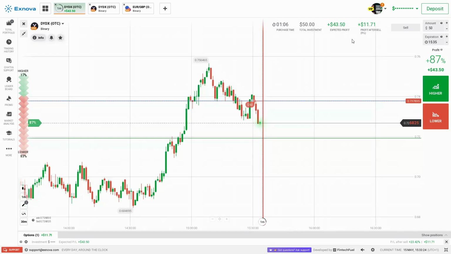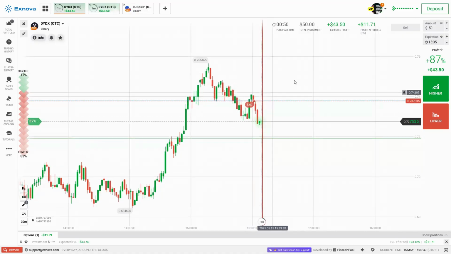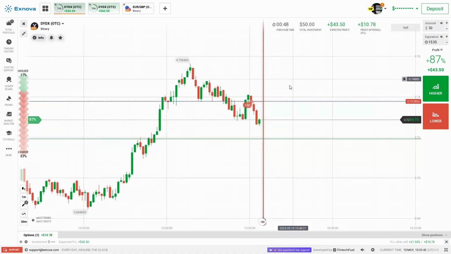I don't know if you're trading with this platform. These are the kind of trades that you should be taking. You don't need to miss this kind of sweet trades. I hope some of you took the trade.